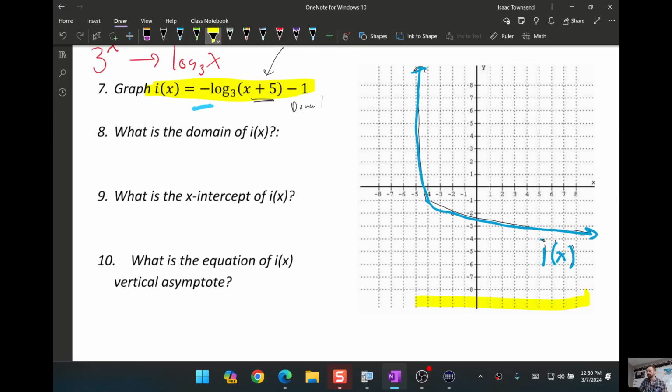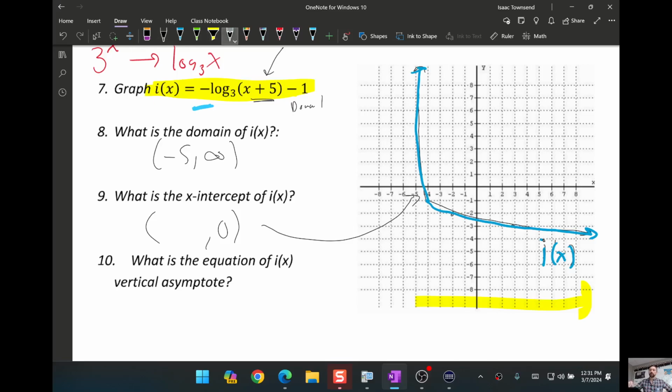So now that the graph is done, I can see the domain is -5 to infinity. The x-intercept, we'll talk about more specifically on one of the other handouts. This one's somewhere between -4 and -5. So by the end of the other handouts, you would have an idea of how to find that exactly. Don't assume it's -4.5.